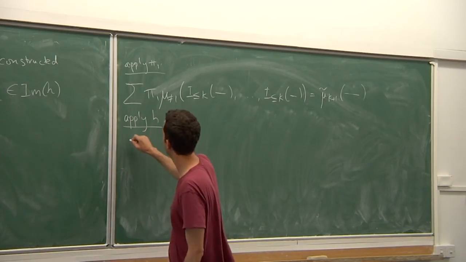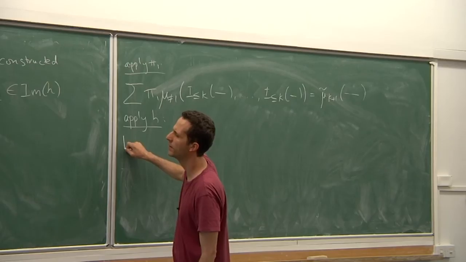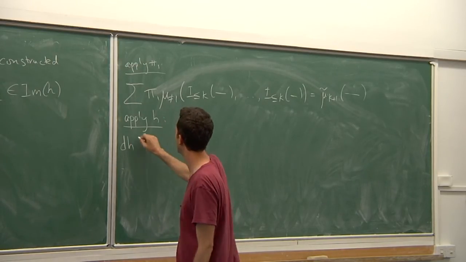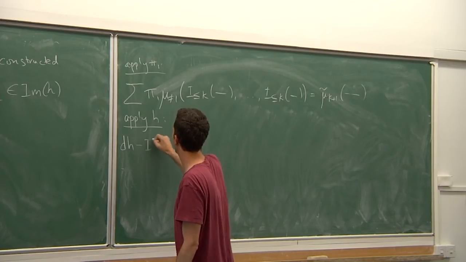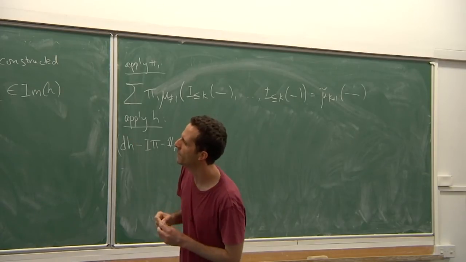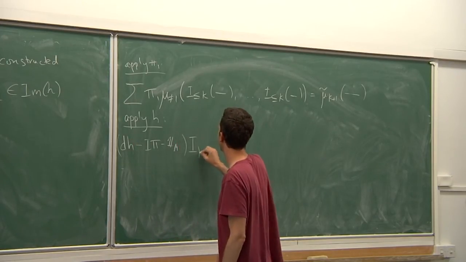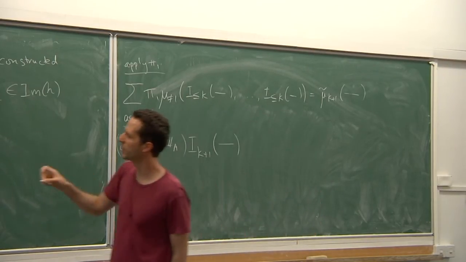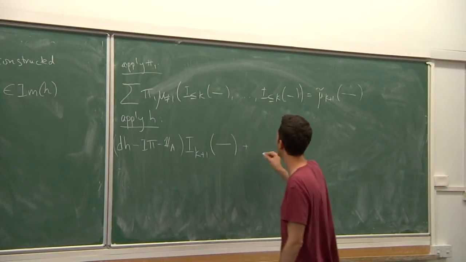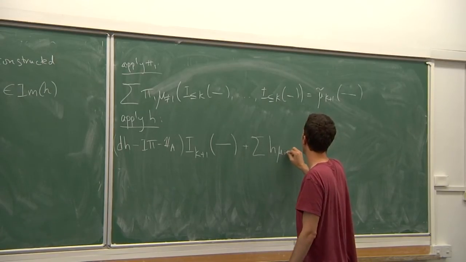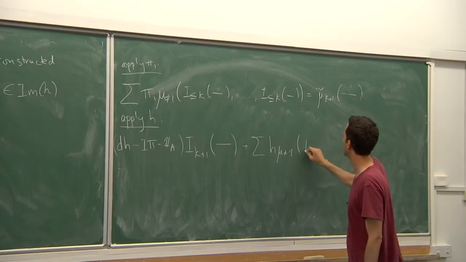So we get, here we get, dh minus I pi minus the identity applied to I k plus 1. Now let's look at the other terms. So here we get this term. I mean, it just equals h mu not equal to 1 and lower order terms.